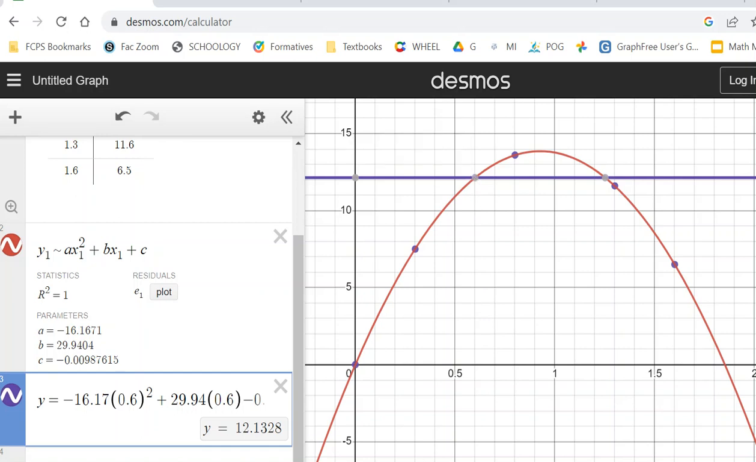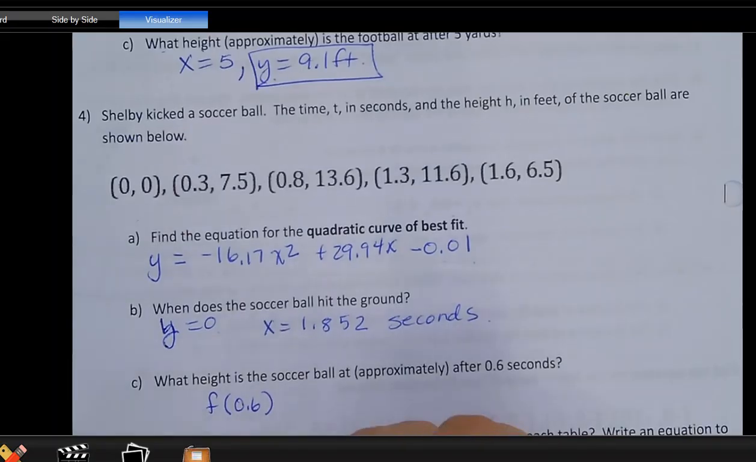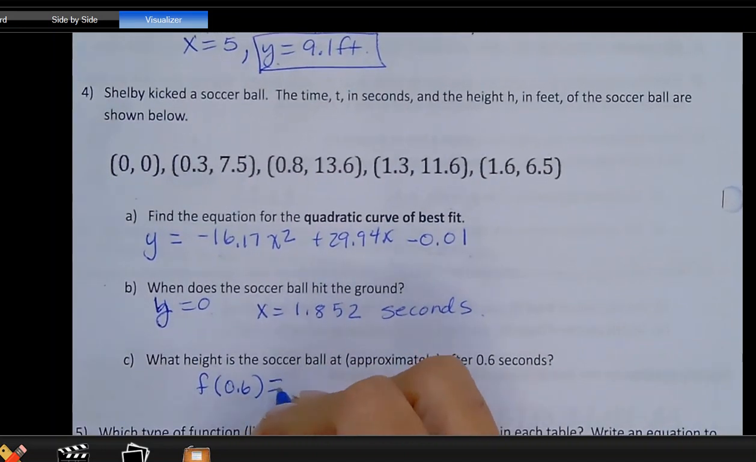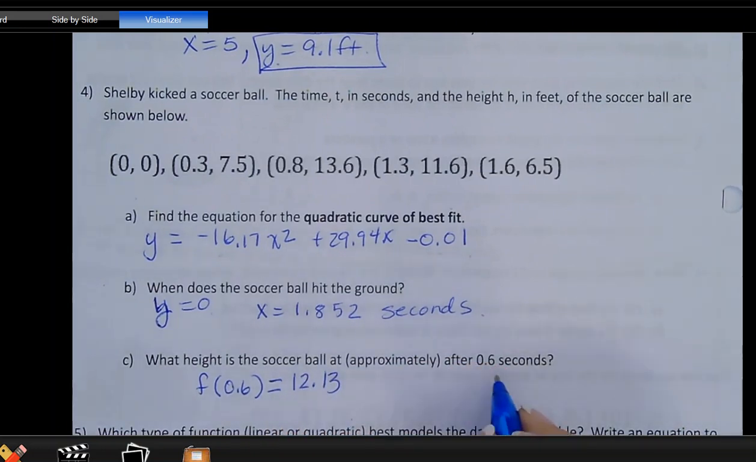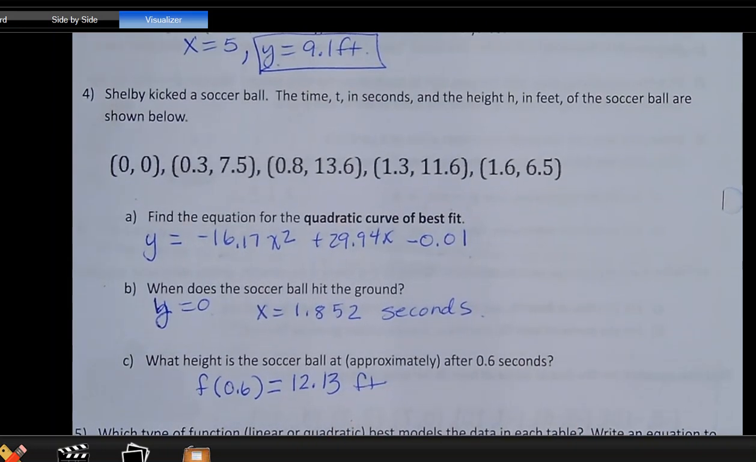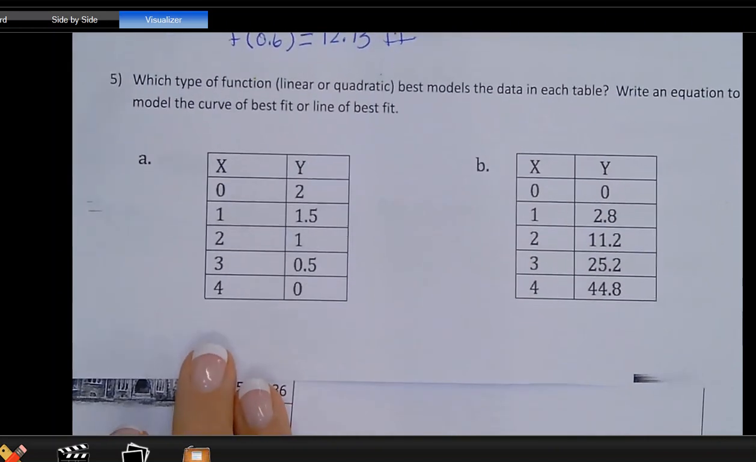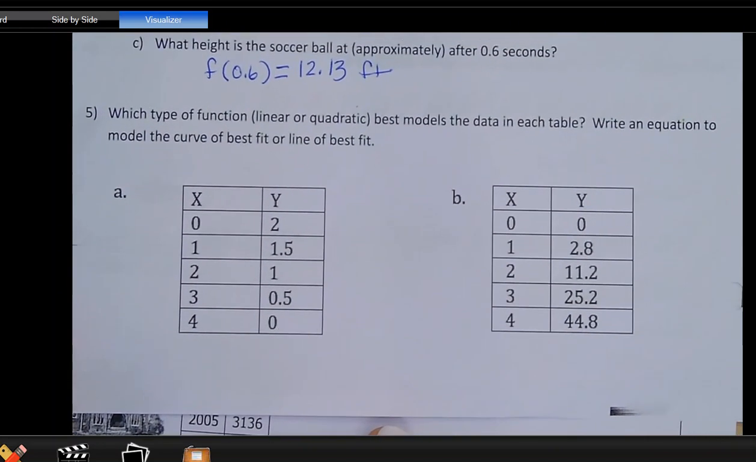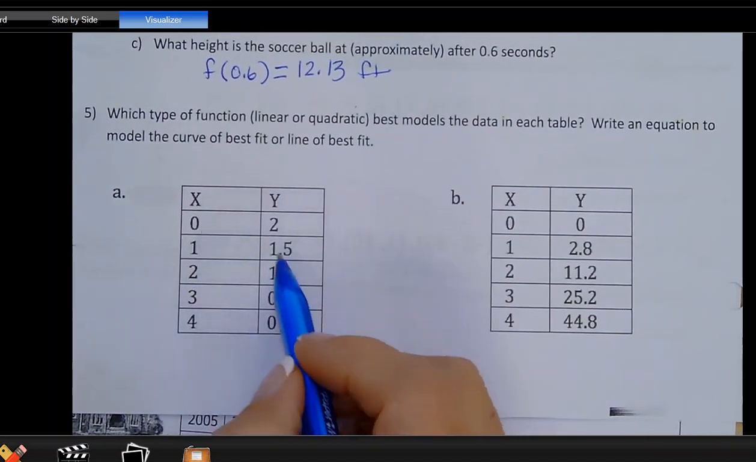So we're going to go back down here to our notes, and we are going to say f of 0.6 is 12.13. And so what that means is after 0.6 seconds, the height of that ball is going to be 12.13 feet.